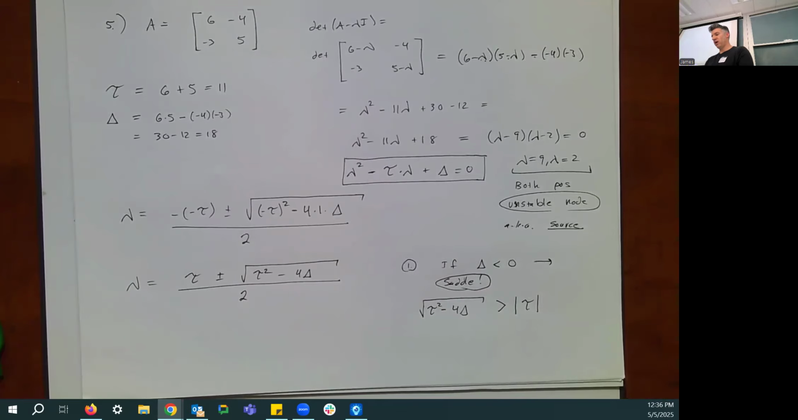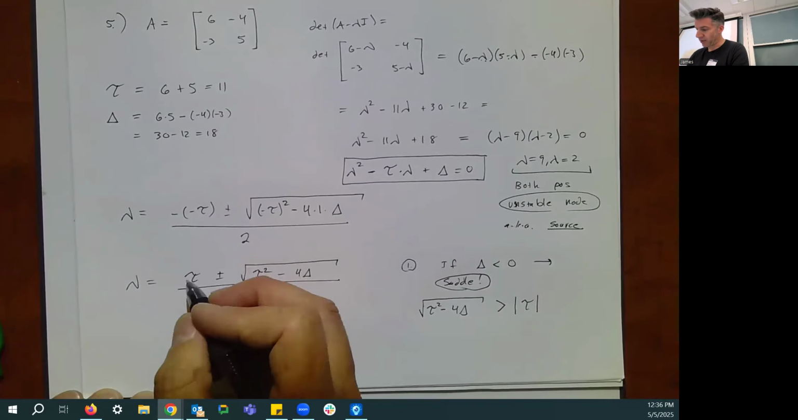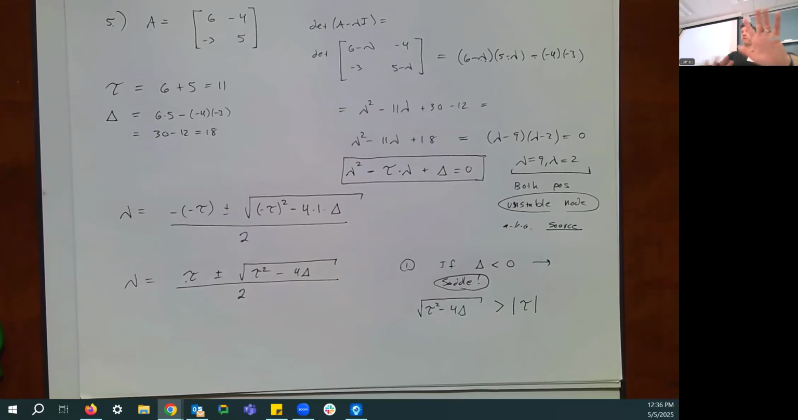But then you have a number over here, and I'll say again, this number, tau, could be positive or negative. But then you're going to add something that's bigger than it and subtract something that's bigger than it. So if you took like -5 and added 7 and subtracted 7, one of those would be positive and one of them would be negative. Let me say it again. Take any number.